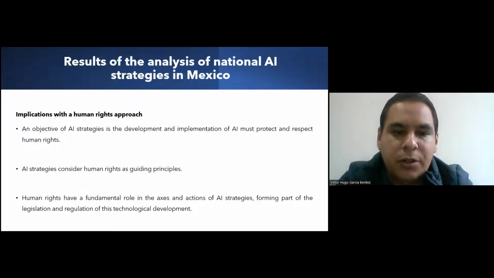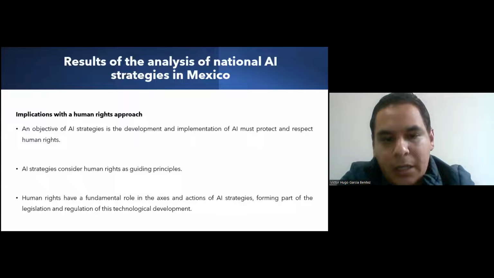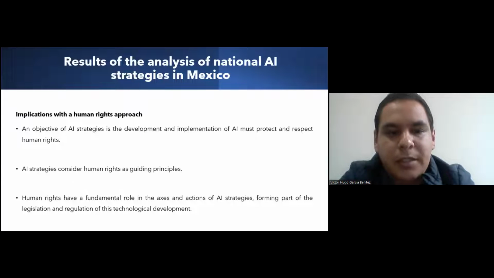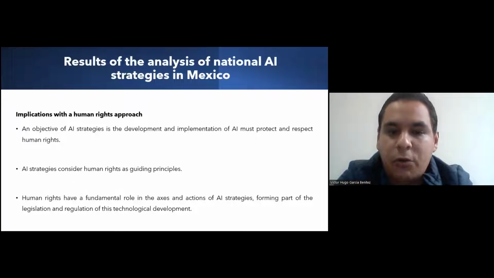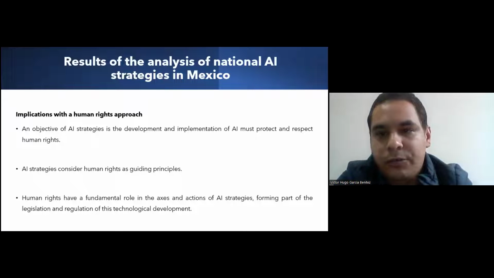The strategy actions regarding human rights in the documents include the creation of a specialist independent body for the defense and custody of human rights, with the support of the different sectors of society.